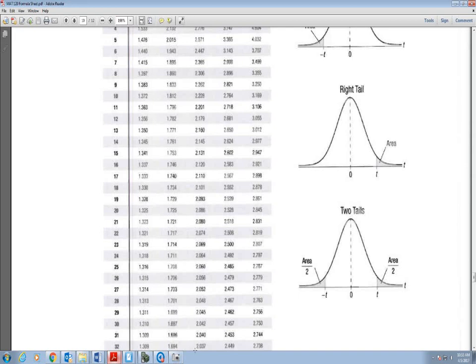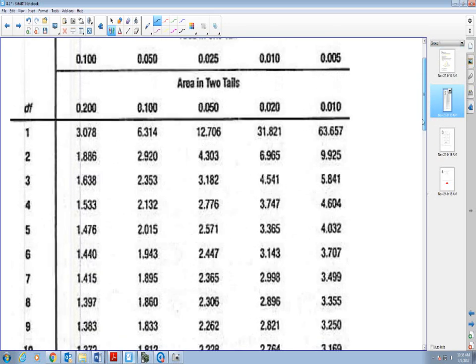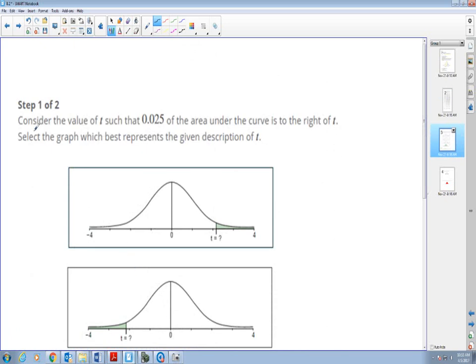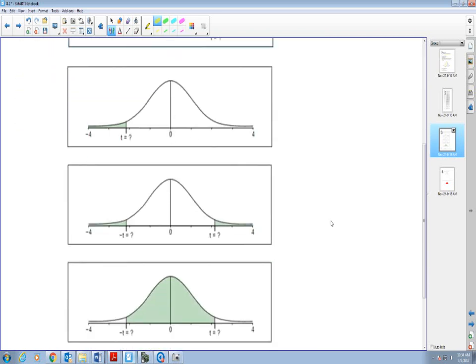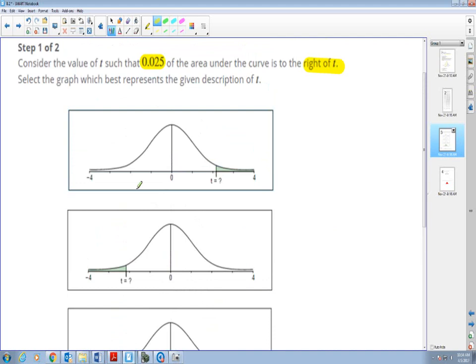Let's try some examples here. Here's a table I can refer back to in a minute. Consider the t-value such that 0.025 of the area under the curve is to the right of the t. So which picture is to the right of the t? It's got to be this one right here, the first picture, to the right of the t.